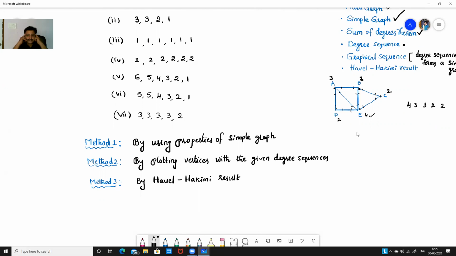Right? First, you must understand the meaning of graphical sequence. If the given degree sequence forms a simple graph, then only the degree sequence is called a graphical sequence. In order to prove whether the given degree sequence is graphical or not, we have three methods available. One is by using properties of simple graph. Another is by drawing the graph with the help of degree sequences. And the third one is Havel-Hakimi result. So first I'll explain method one and method two. Later I will discuss Havel-Hakimi result.